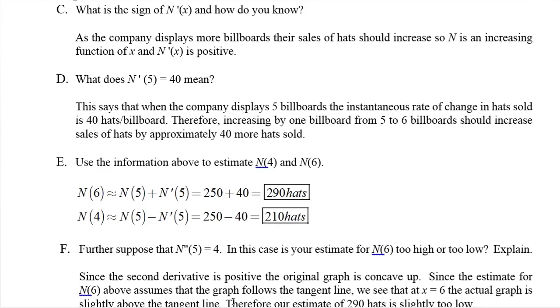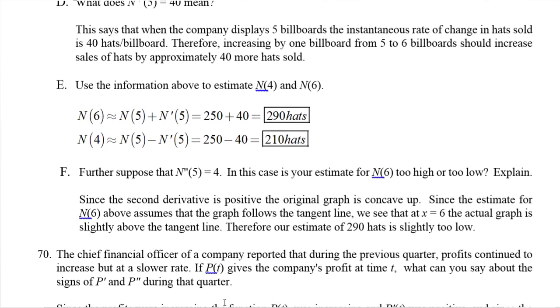And if you have an increasing concave up function, the tangent line is below the original graph. So our estimates are actually too low, okay, for the stuff in the future. So N of 6, we're estimating that too low. It should be higher.